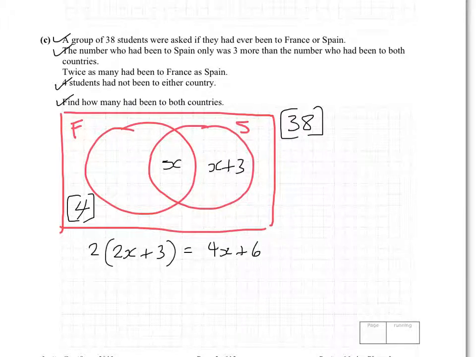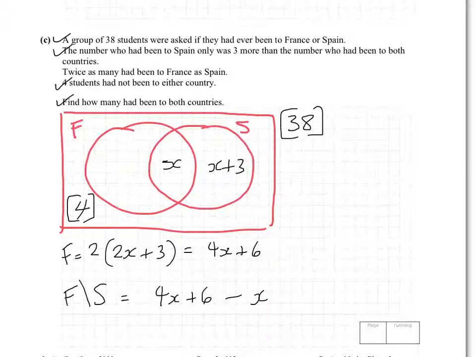And we have x already in part of F. So we can look at F less anything in S. So we have the statement of 4x plus 6, and from that we subtract what is in the overlap, which is x. And we're left with 3x plus 6 for that section.